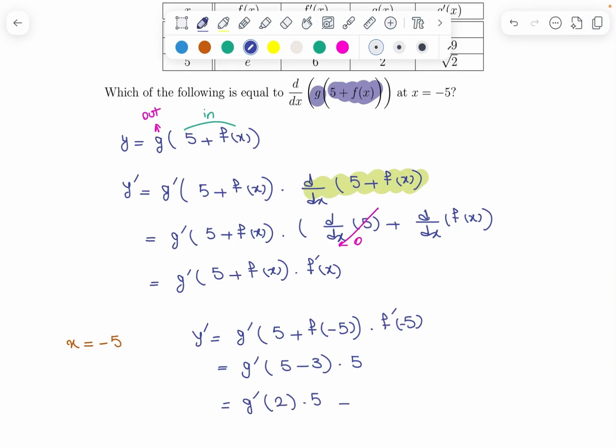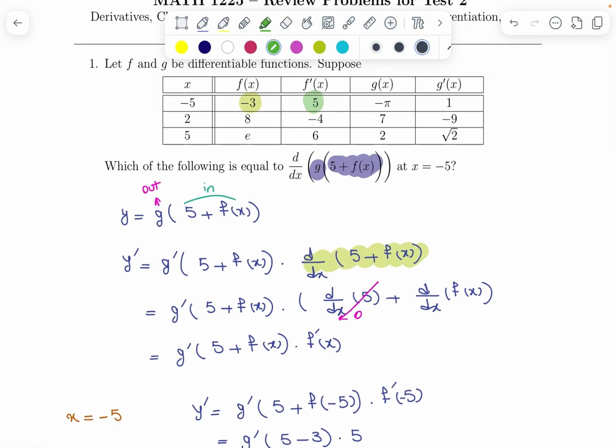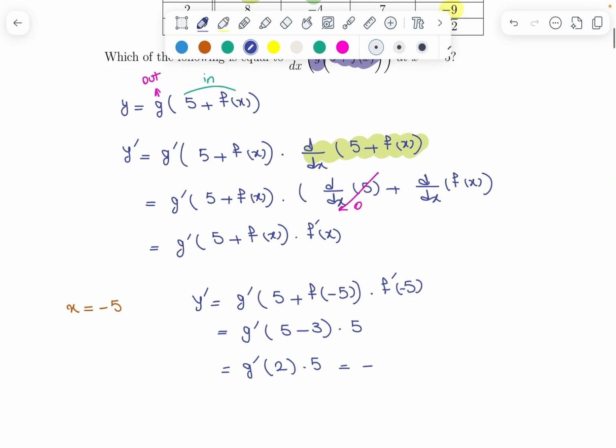which is equal to g prime of 5 minus 3, which would be 2, times 5. So, now you need to find g prime at 2. g prime at 2 using the table would be negative 9. Negative 9 times 5 would be negative 45. So the final answer is negative 45.